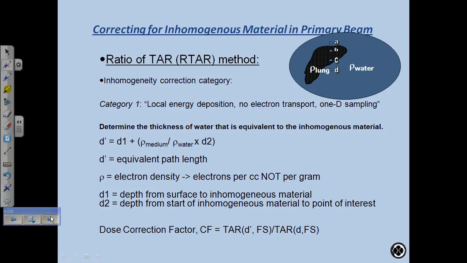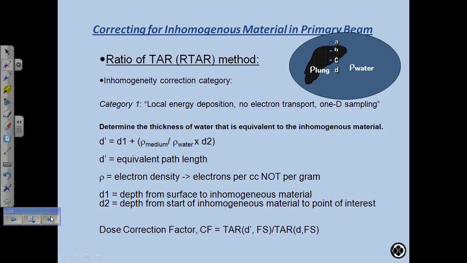For point C, the actual depth in this example is going to be 6 cm. The water equivalent depth is going to be less because there's lung tissue, so there's less attenuation. So that's what we're going to do. D prime is the water equivalent depth, and that's equal to D1 plus D2 times rho medium over rho water. D1 is the depth from the surface to the start of the inhomogeneous material, to this material right there. D2 is the depth from the start of the inhomogeneous material to the point of interest. So D2 is the value from here to point C, if C is our point of interest. And rho medium and rho water are the electrons per cc of medium and electrons per cc of water.